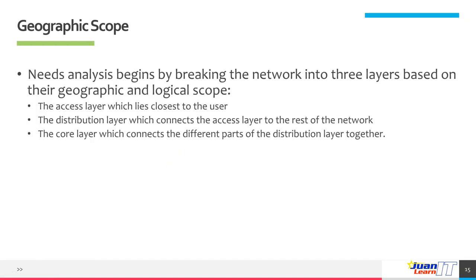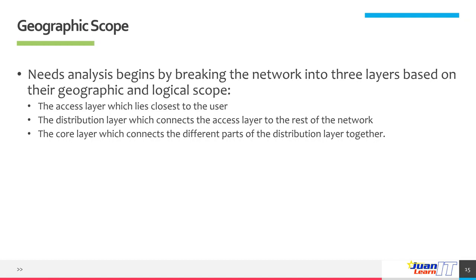Okay. The first step in needs analysis is to break the network into three conceptual parts on the basis of the geographic and logical scope. These are the access layer, the distribution layer, and the core layer. As first discussed in the next topic, the access layer is the technology that is closest to the user. This is the work area in the EIA/TIA wiring standard. Okay, so the access layer is within the work area.